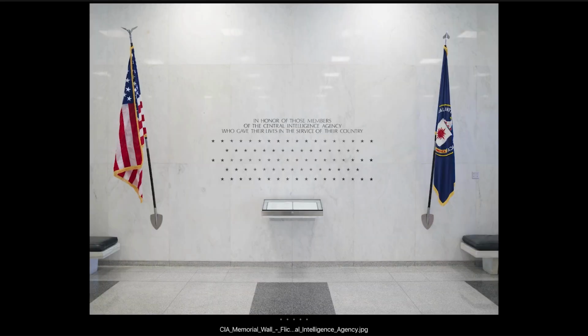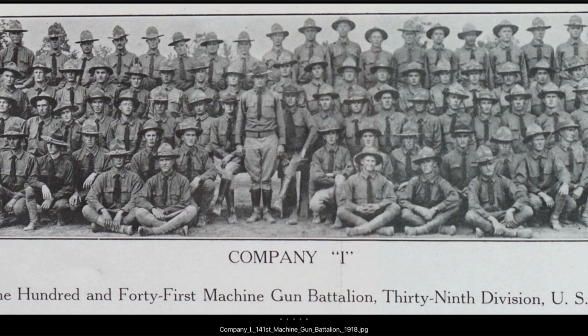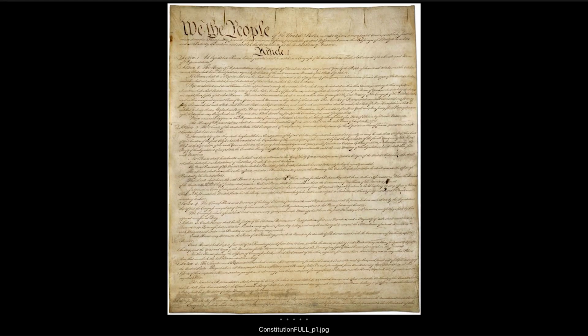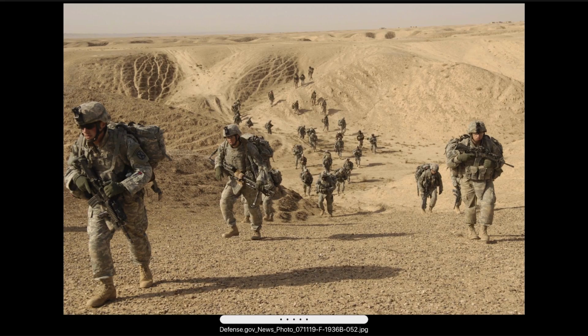This is a photo from the CIA. Each star represents a fallen soldier. Very, very powerful image. This is just a cool shot of a company, I believe from World War I. I came across the Constitution. The texture, the handwriting, the text, "We the People," any of this could be used in the style frames. This is just a super cool shot of a bunch of soldiers walking in the desert.